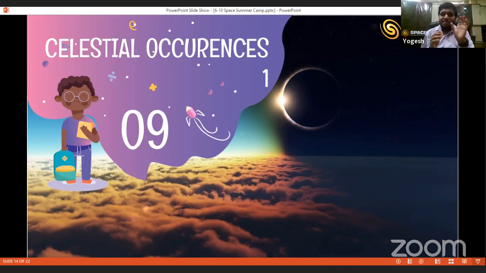Now, eclipses are just one of the celestial occurrences. How do they occur? What are the different types of eclipses? Many questions. Again, it is one of the celestial occurrences. You cannot see an eclipse every day or every month. They are very rare. Apart from eclipses, there are some other celestial events as well.